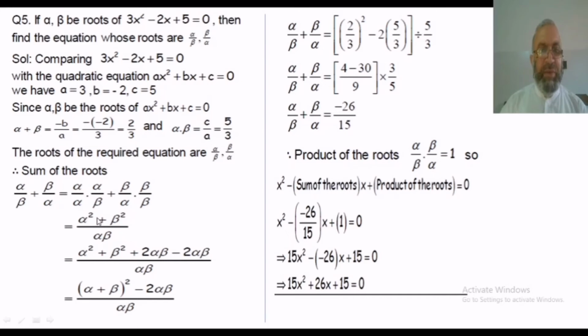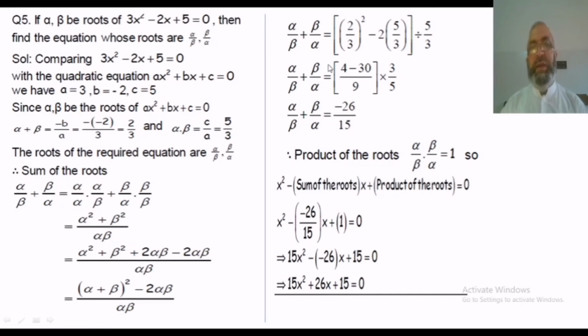Now change alpha square plus beta square into sum and product form. We can write this as alpha square plus beta square plus 2 alpha beta minus 2 alpha beta. From the first three terms, we get alpha plus beta whole square minus 2 alpha beta, divided by alpha beta. Now putting the values of sum and product in the given relation, we have 2 by 3 square, since the sum of the roots is 2 by 3, minus 2 into the product of the roots, which is 5 by 3, divided by alpha beta, the product, which is 5 by 3.